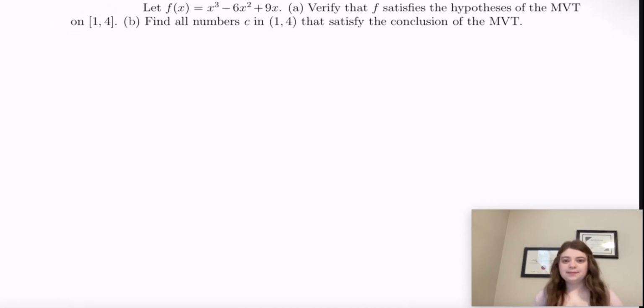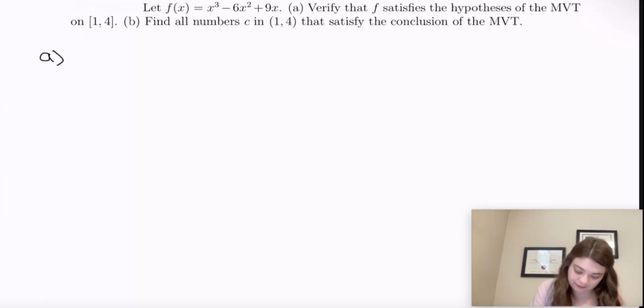All right, let's do a couple of free response questions. The first one says, let f of x equal x cubed minus 6x squared plus 9x. Part A says to verify that f satisfies the hypotheses of the mean value theorem on 1 to 4. And then B says to find all the numbers that satisfy the conclusion of mean value theorem. Okay, so let's start with part A.